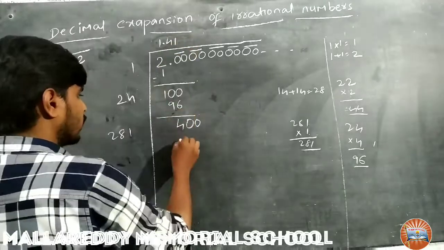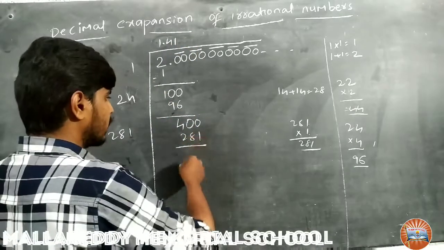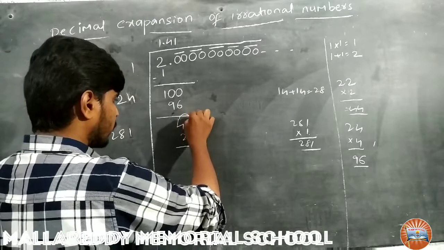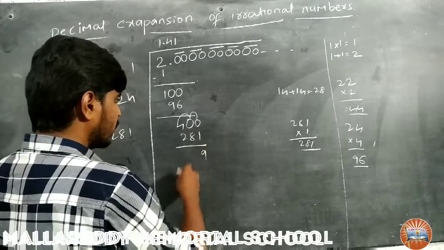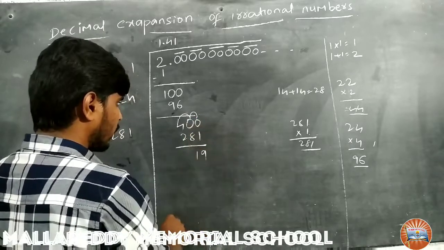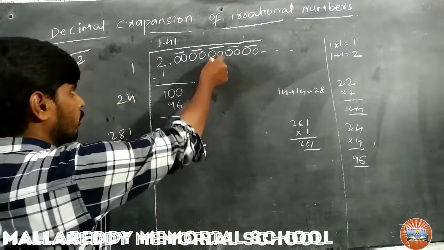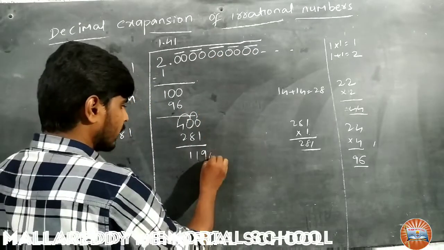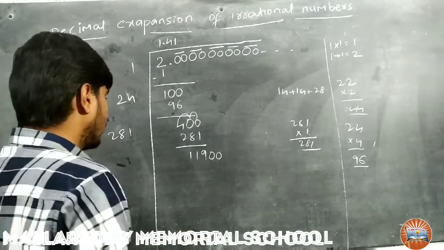281 into 1 is 281. Subtract this. Borrow from this here. 10 minus 1, 9 it is. And 9 minus 8, 1, 3 minus 2, 1. Next, bring these 2 zeros here. It becomes 11900.